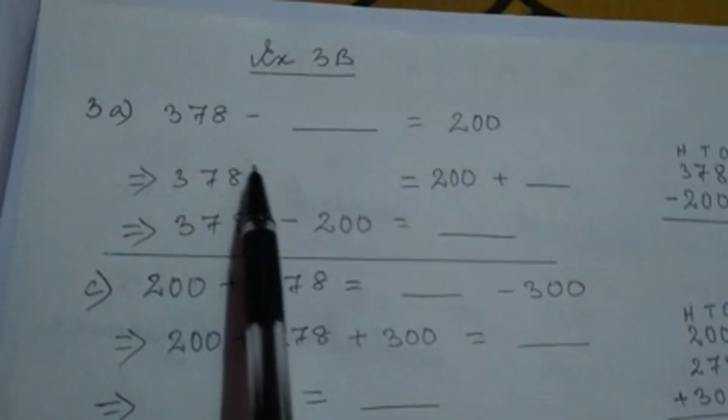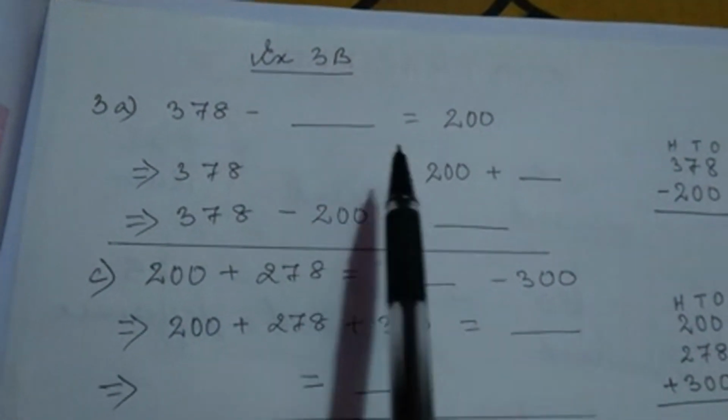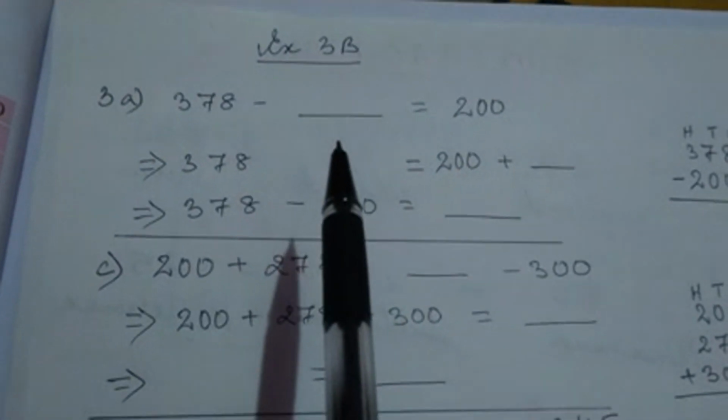So I am just showing you a little way. So 378 minus dash is equal to 200. So this is the same way.